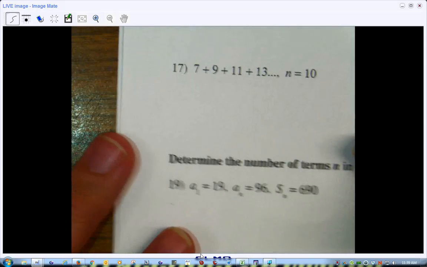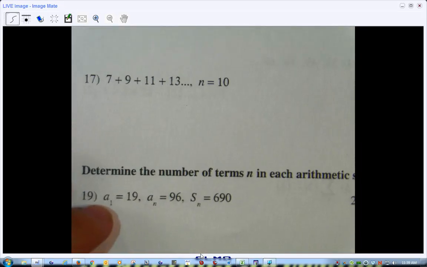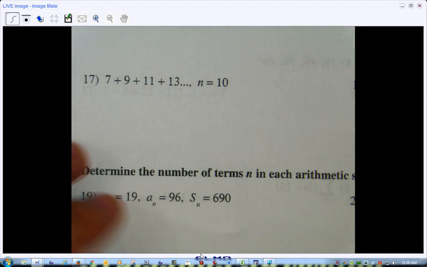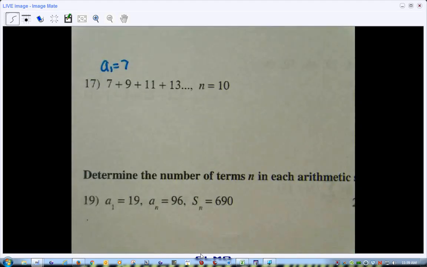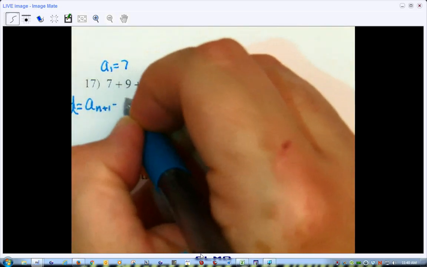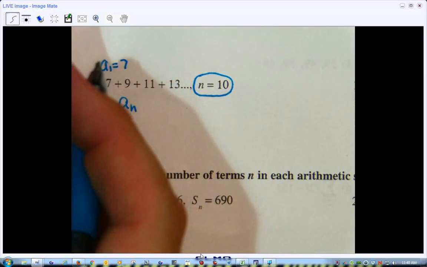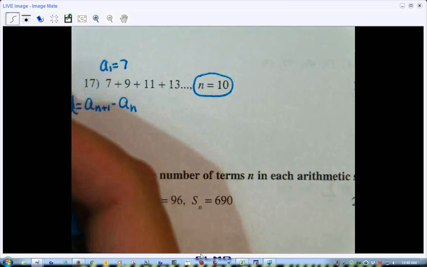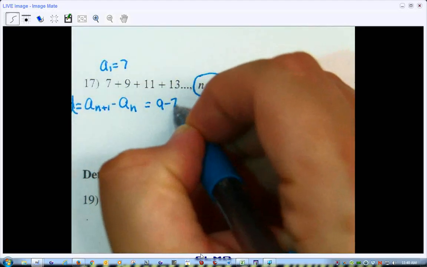Now, this is a test type of problem too. I know a sub 1 is 7. Now, I know n right here is 10, and I need to figure out d. d is a sub n plus 1 minus a sub n. So I need to take a term and then subtract the term right in front of it. Since this is arithmetic, that's how we find the common difference. So I can take the first two. 9 minus 7 is 2. So I know d is equal to 2.